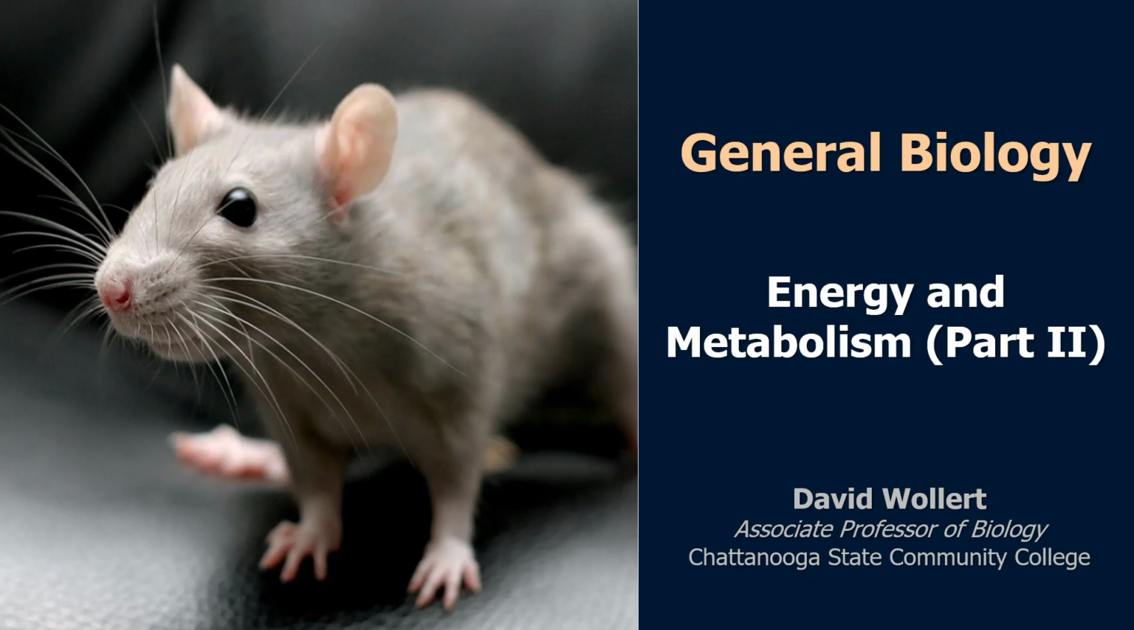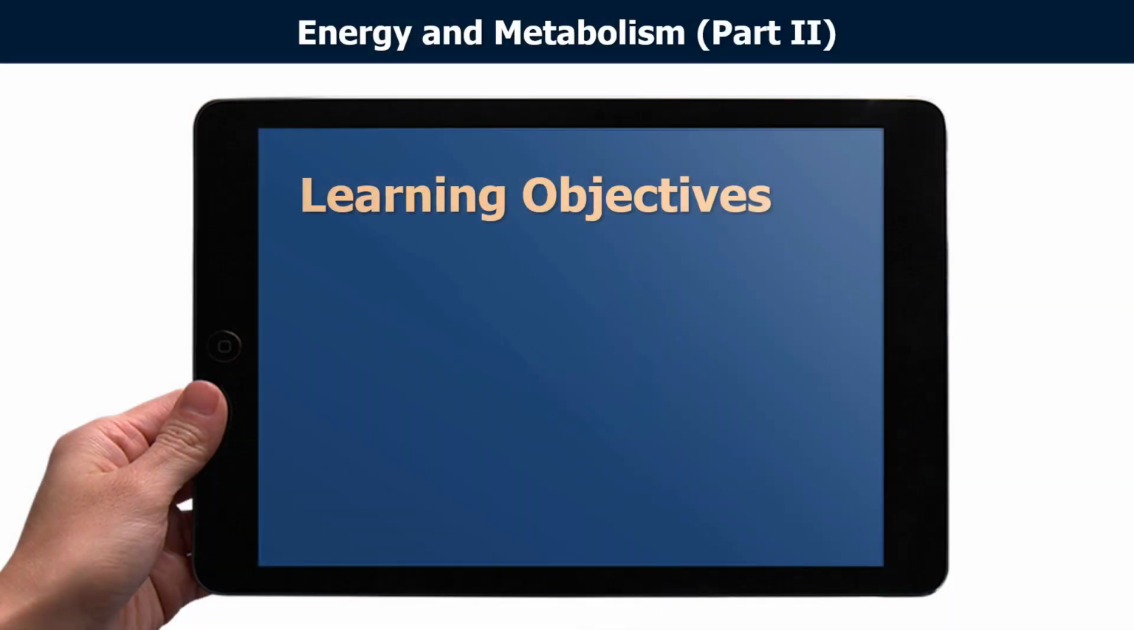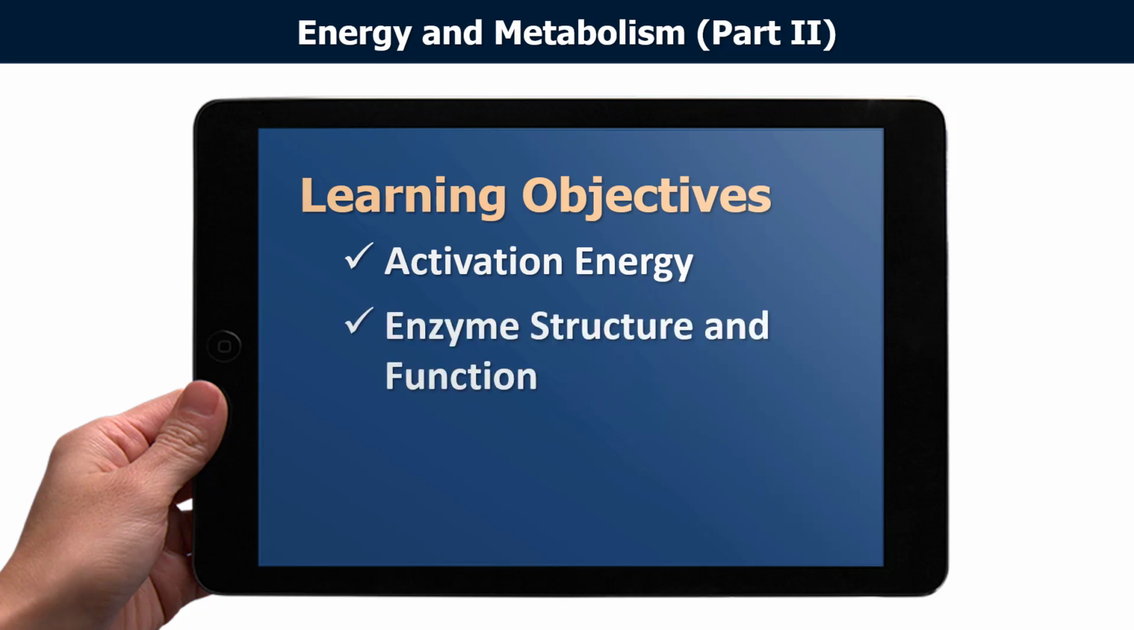So let's take a look at our learning objectives. First, we'll need to talk about activation energy. We've talked about Gibbs free energy, and this plays into that just a little bit, but we'll need to see what activation energy is. Then we'll need to talk about enzyme structure and function, see what they're made of and how they work. We'll need to talk about enzyme regulation as well, because that's ultimately how we control our metabolic processes.